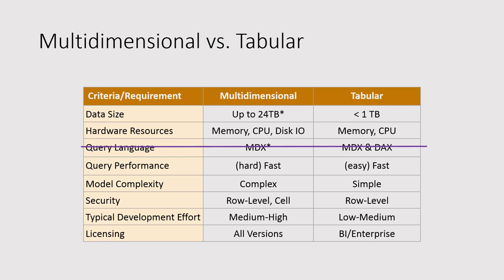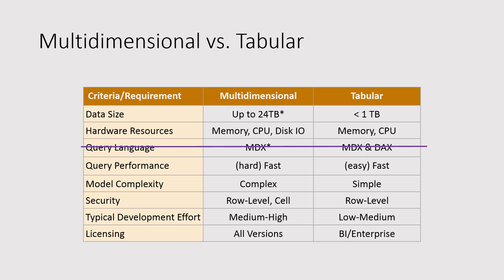So that's kind of a really big one there. And it ties into this next one, model complexity. The reason I say that is because if you have a complicated model and you try to fit it into tabular, you can run into some performance problems. There are certain things that tabular doesn't do well, one of those being many-to-many relationships. So I consider that a complex modeling scenario.